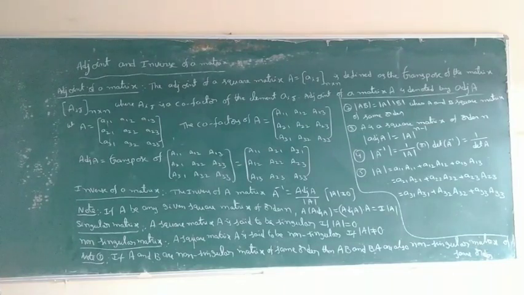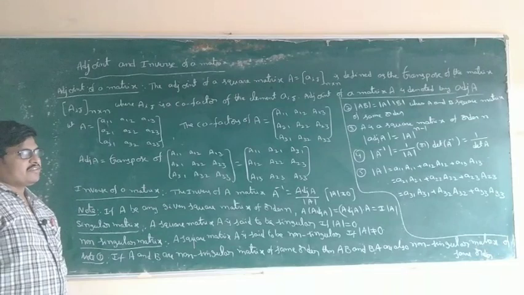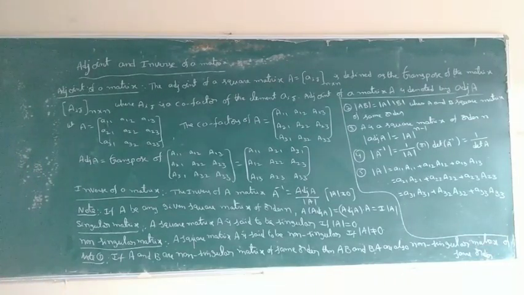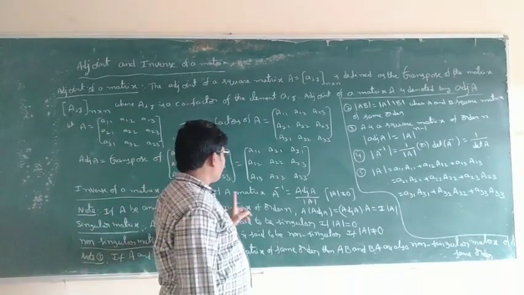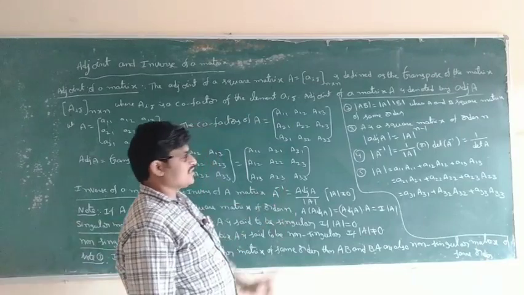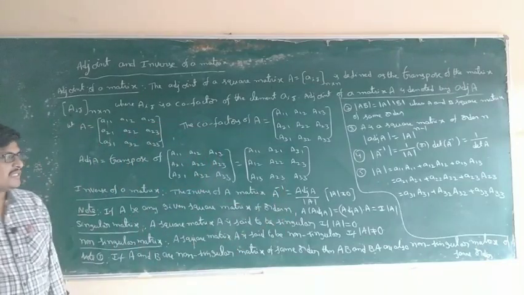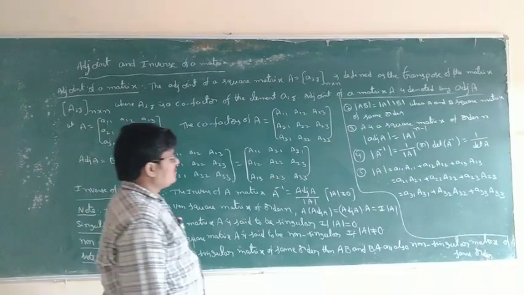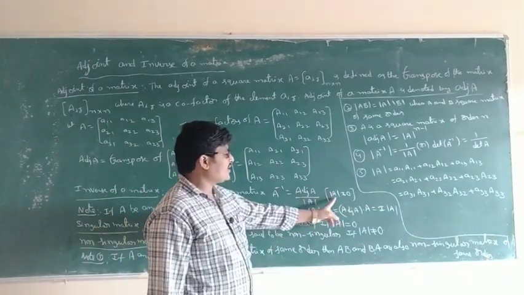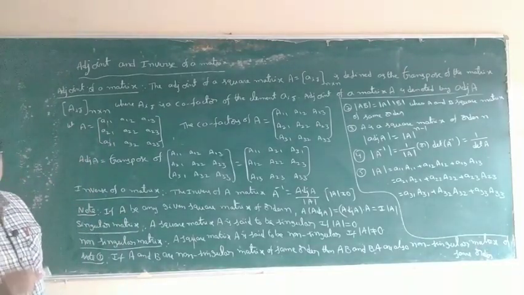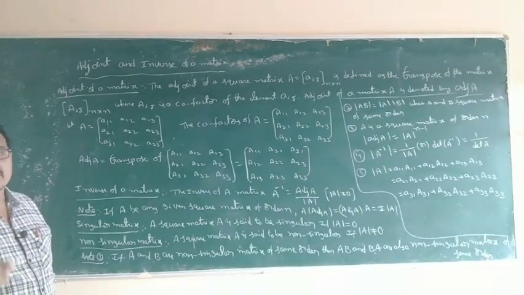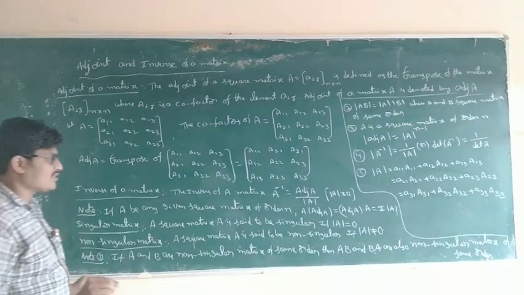What is the meaning of adjoint A? The transpose of the cofactor matrix of the given matrix is called adjoint A, simply. Inverse of a matrix. The inverse of a matrix A is denoted by A inverse. A inverse is equal to adjoint A by det A. Here det A is not equal to 0. Det A equal to 0 means the inverse does not exist.